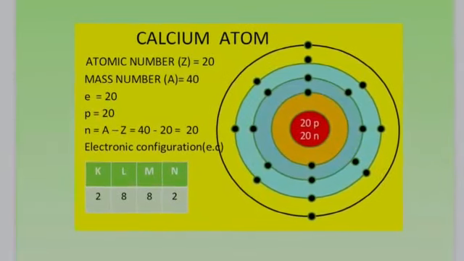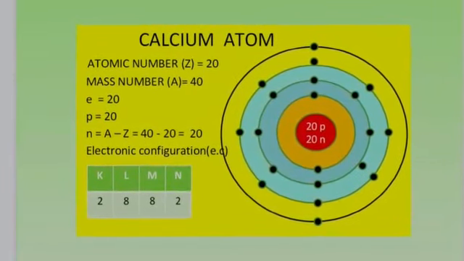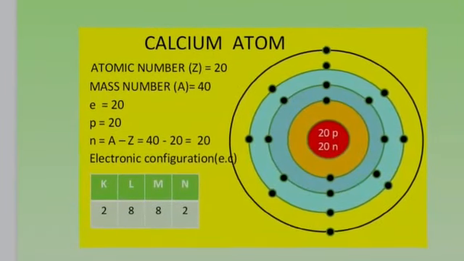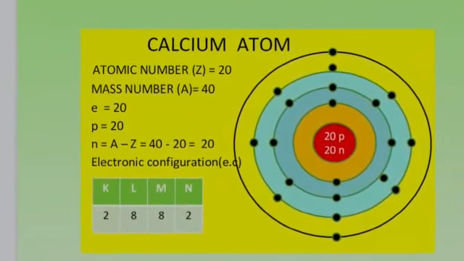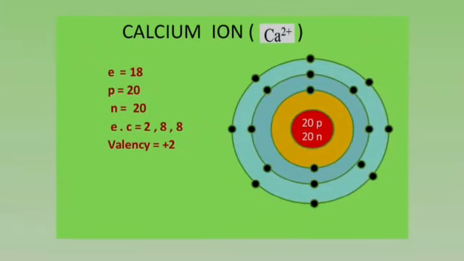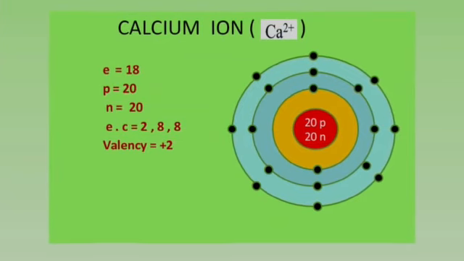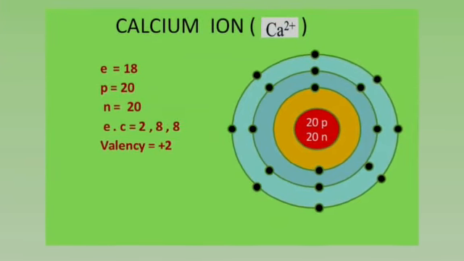The next example is the calcium atom with electronic configuration 2, 8, 8, 2. So 2 valence electrons in the N shell. It loses these 2 electrons from the last orbit to form the calcium cation, Ca2+.